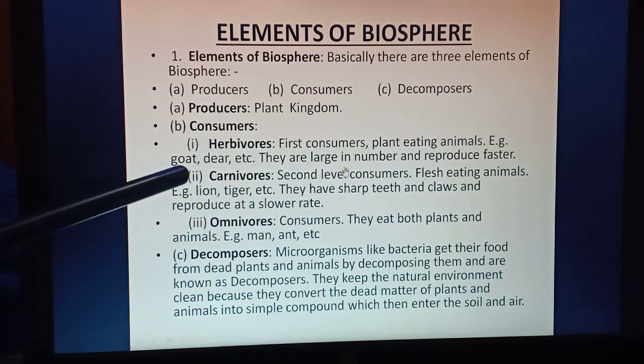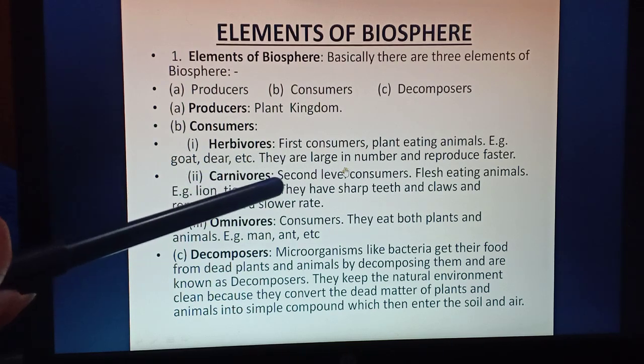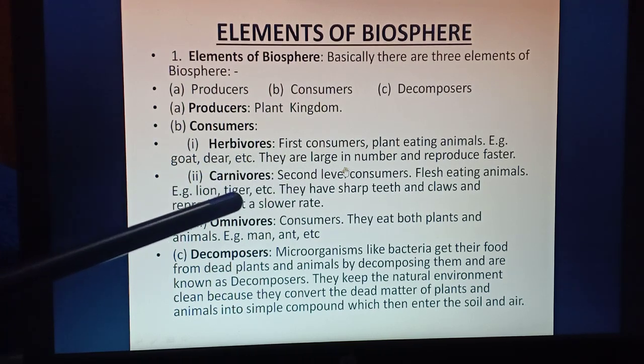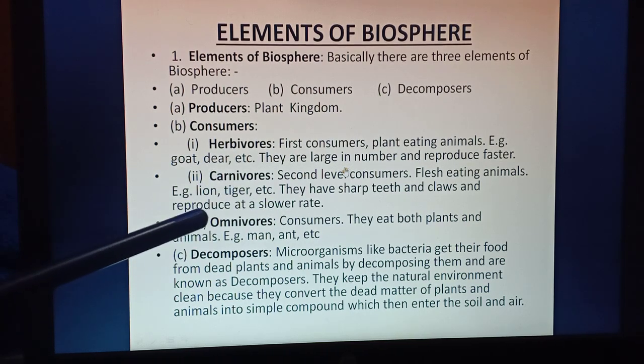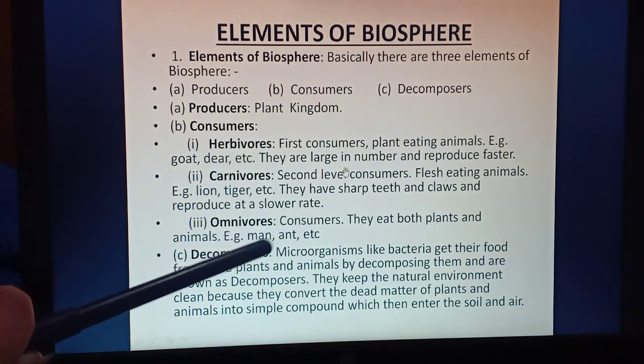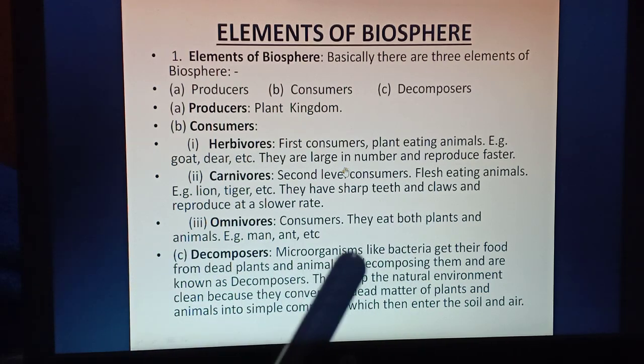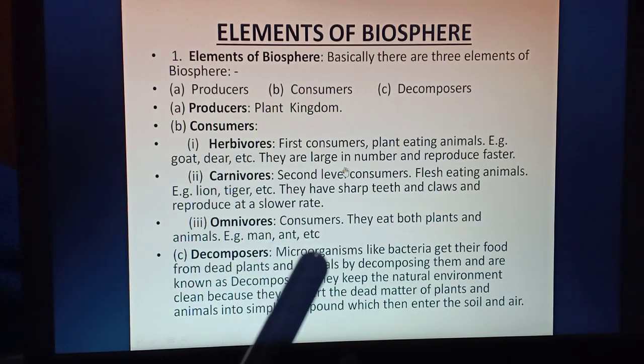Next is carnivorous. So second level consumers, flesh-eating animals, for example lion, tiger, etc., come in carnivorous. Third one is omnivorous. So consumers that eat both plants as well as animals, for example, man, ant, etc. Which category do they come in? In omnivorous category.